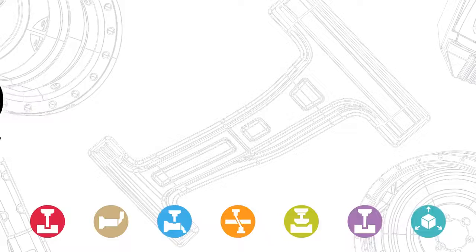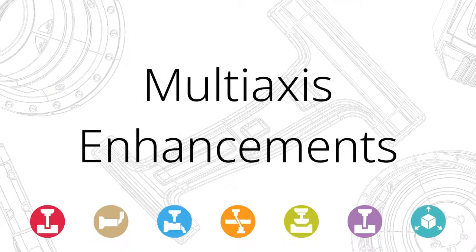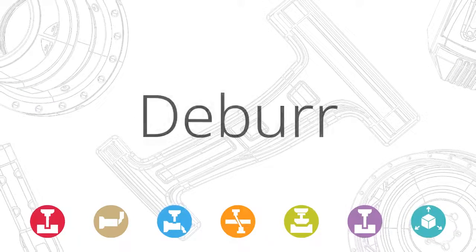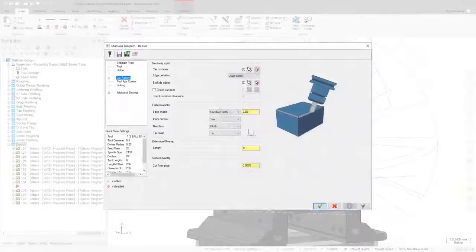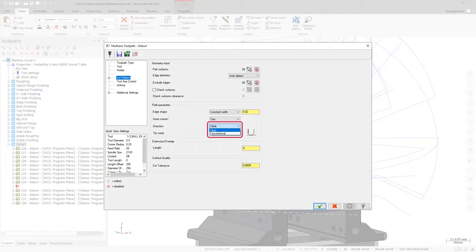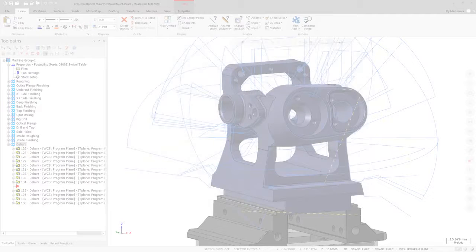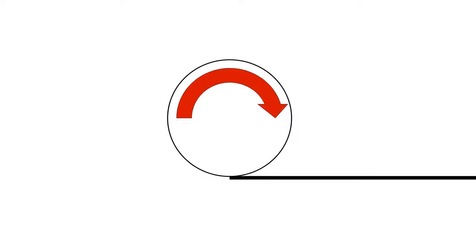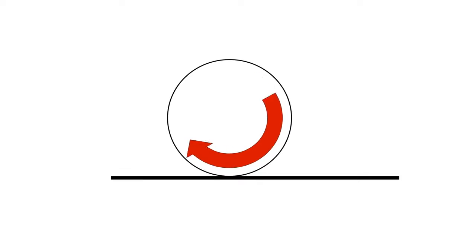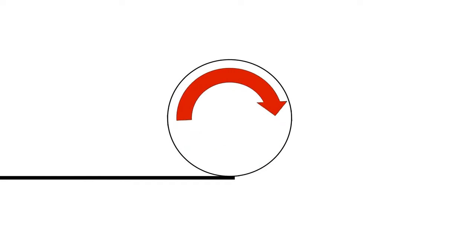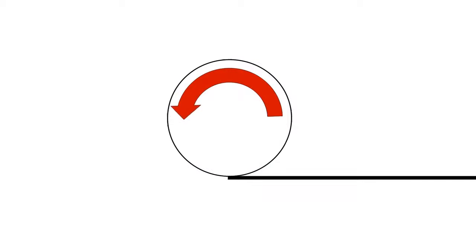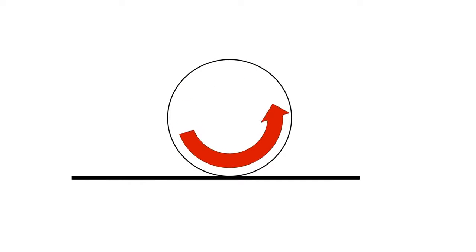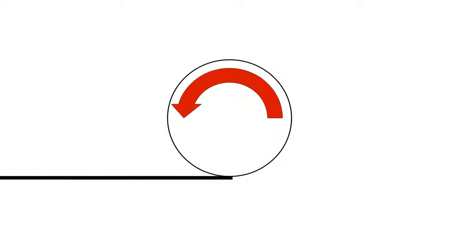Mastercam 2020 includes a number of new features and enhancements to multi-axis milling toolpaths. Deburr now includes the ability to set a climb or conventional cutting direction on the cut pattern page. Climb cuts the entire toolpath in one direction, with the tool rotating in the opposite direction to the tool motion. Conventional cuts the entire toolpath in one direction, with the tool rotating in the same direction as the tool motion.